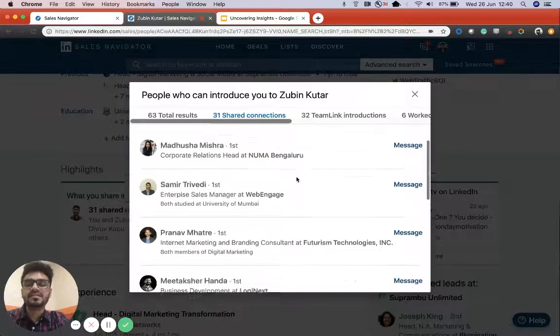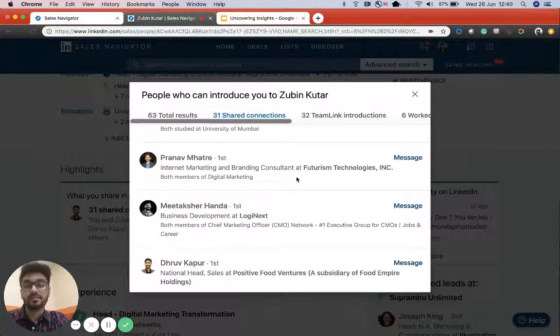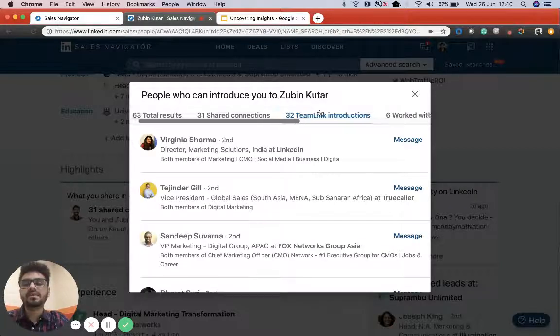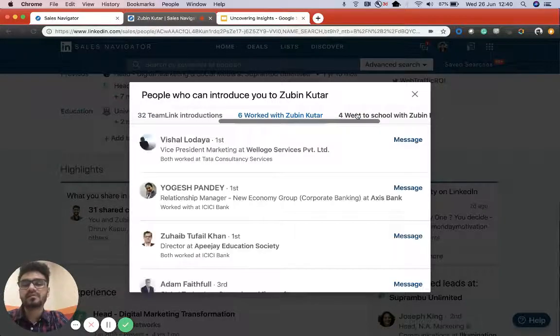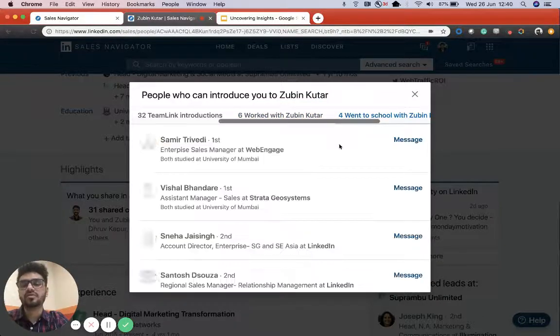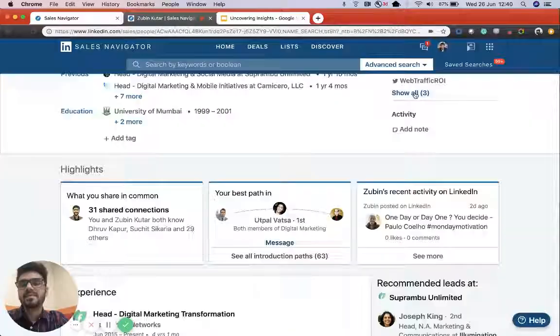So I can always leverage these people to reach out to Zubin, or to this particular prospect, for a meeting. Then 32 people within my team or within my organization, that is LinkedIn, can help me get introduced to Zubin. Six people out of those have worked with Zubin in previous organizations like TCS, ICICI Bank, etc. Right? And four of them went to the same school. Right? So my best bet to get that first meeting or call with this particular prospect would be to leverage some of my common connections, right?